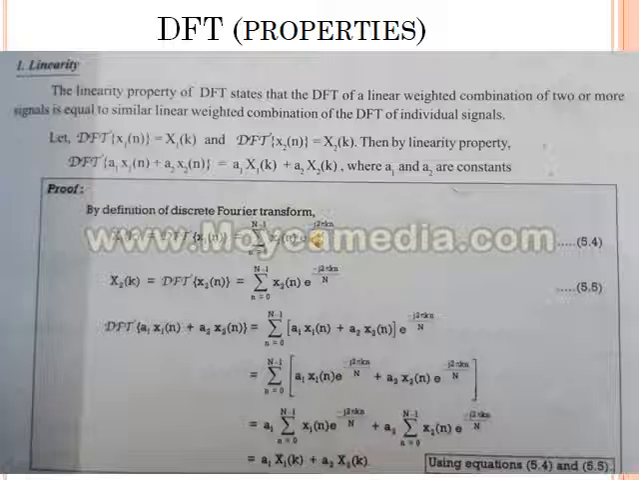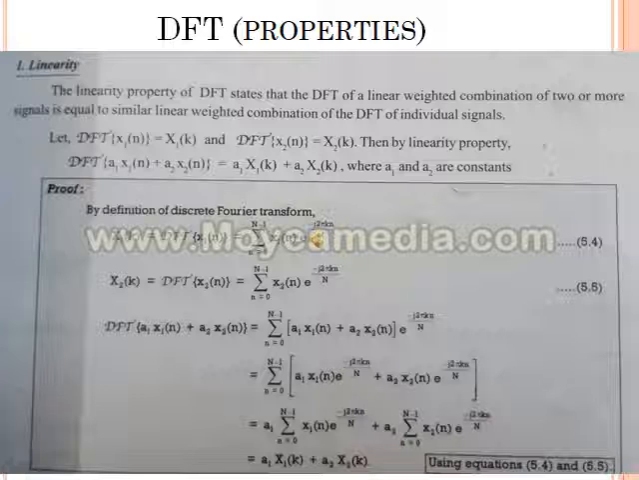So we apply the DFT expression on this. This is equal to the summation from n equal to 0 to capital N minus 1 of [a1 x1(n) plus a2 x2(n)] e raised to the power minus j 2 pi kn by capital N. Now this is equal to the summation of a1 x1(n) e raised to the power minus j 2 pi kn by capital N plus a2 x2(n) e raised to the power minus j 2 pi kn by capital N. So we have separated these into two terms, and this gives you nothing but a1 X1(k) plus a2 X2(k).